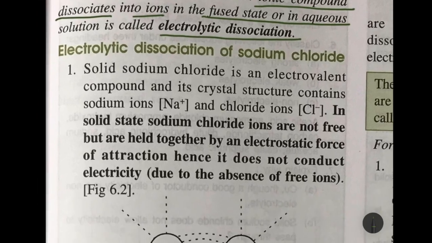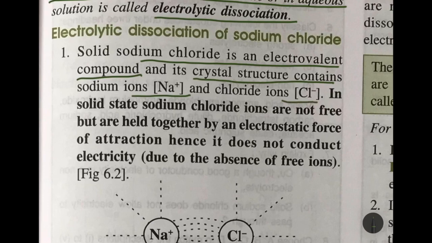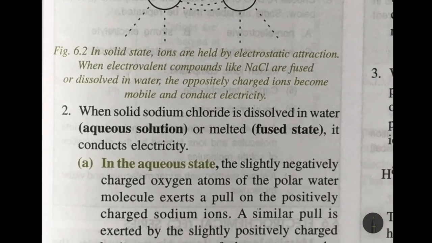This is your definition. Now, when we talk about the electrolytic dissociation of sodium chloride, remember sodium chloride is an electrovalent compound formed by the transfer of one electron from sodium to chlorine. So it is crystalline in structure. It contains sodium ions and chloride ions. In solid state, the ions are not free but are held together by the chemical bond, the electrostatic force of attraction. So it does not conduct electricity. Why? Because there is absence of free ions.